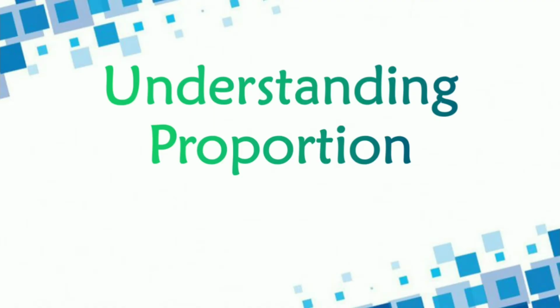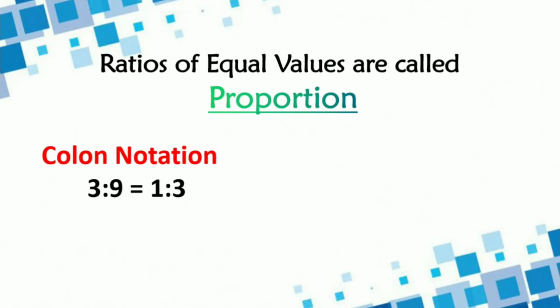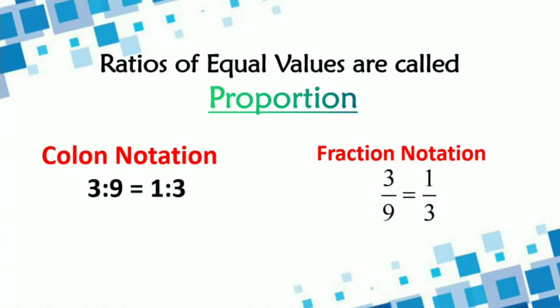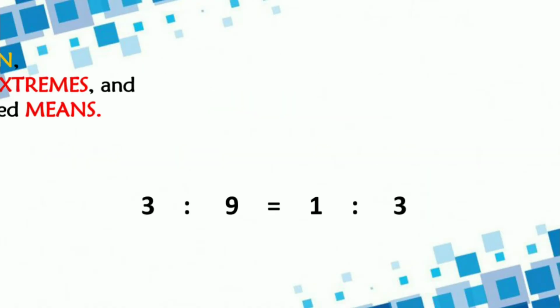Okay, anong proportion? Ang ratios of equal values are called proportion. So, kaya kung may mga ratio tayo na may equal values, ang tawag natin sa kanila ay proportion. So, we can denote our proportion in column notation and in fraction notation. In this problem, we use 3:9 is equal to 1:3. Ginamitan natin ng column, and then ginamitan natin ng fraction. So, para mas maintindihan natin, let's continue.